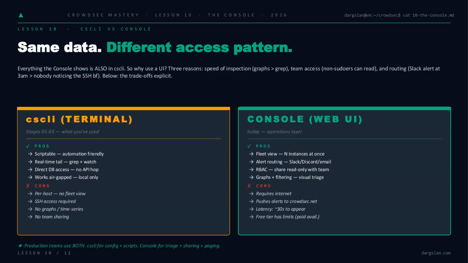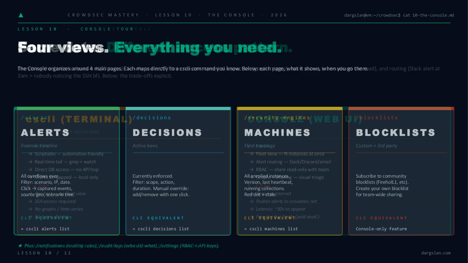Before we touch the console, let's be honest about why it exists, because everything it shows is already in cscli. The difference is access pattern. cscli wins on scriptability, air-gapped operation, and direct DB access. The console wins on fleet view, alert routing, and giving your teammates read-only access without handing out SSH keys. Production teams run both, cscli for config and scripts, console for triage, sharing, and paging someone at 3 in the morning.